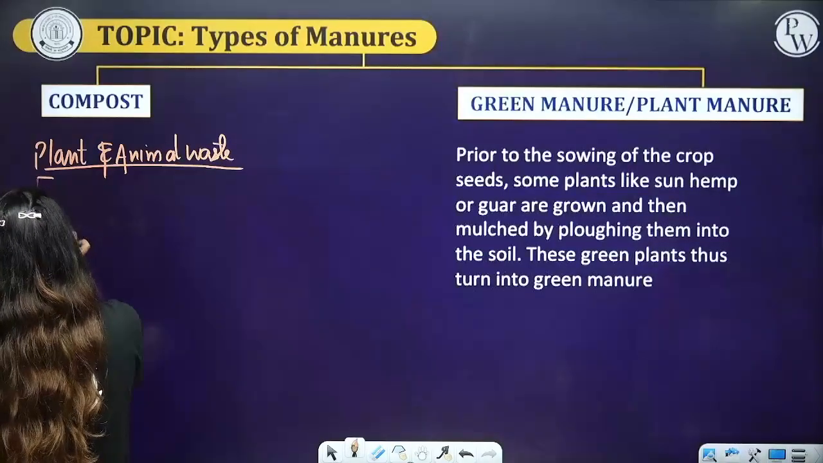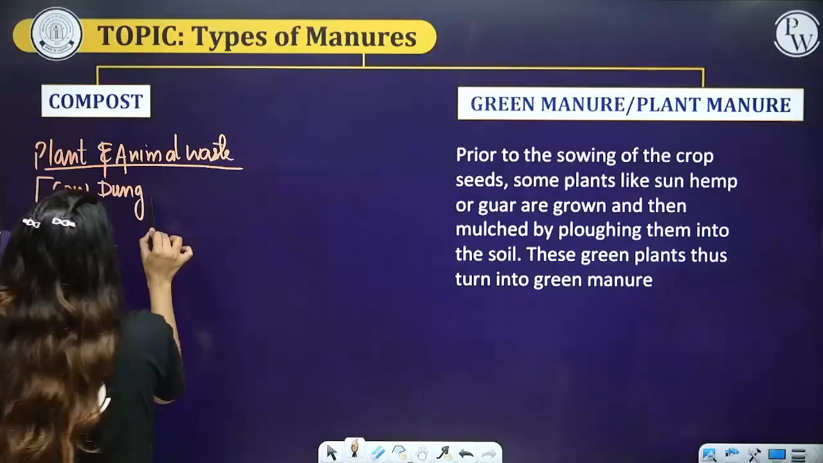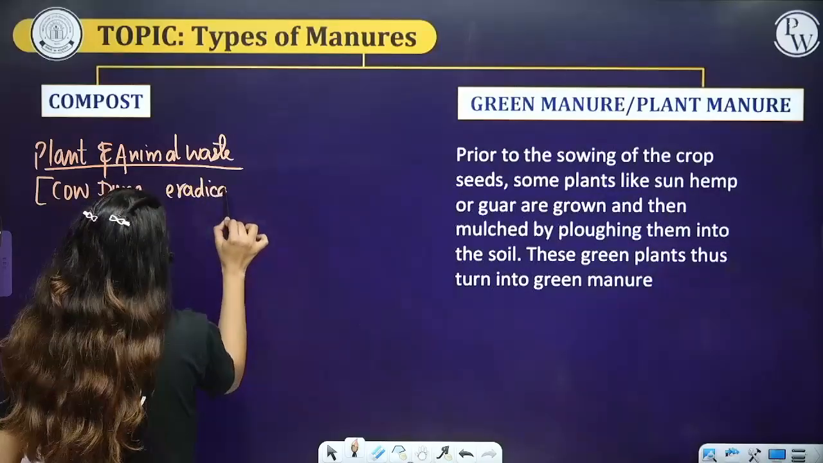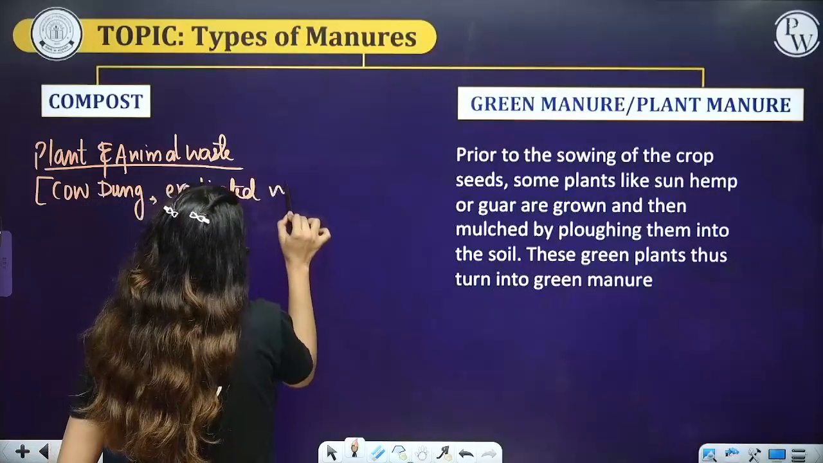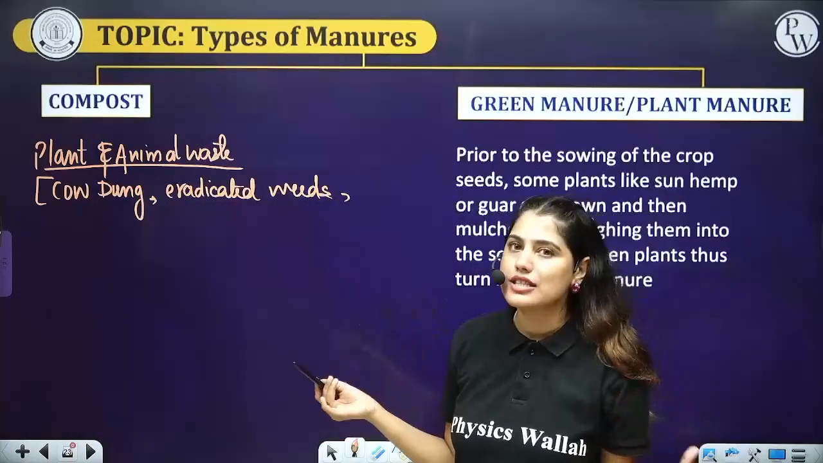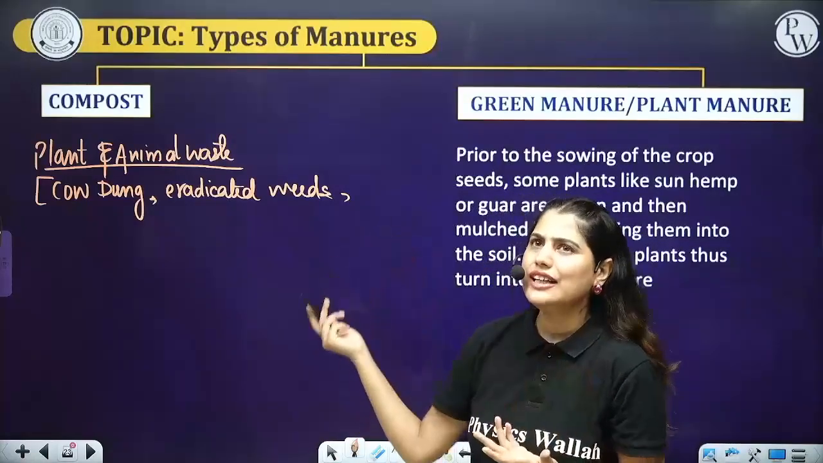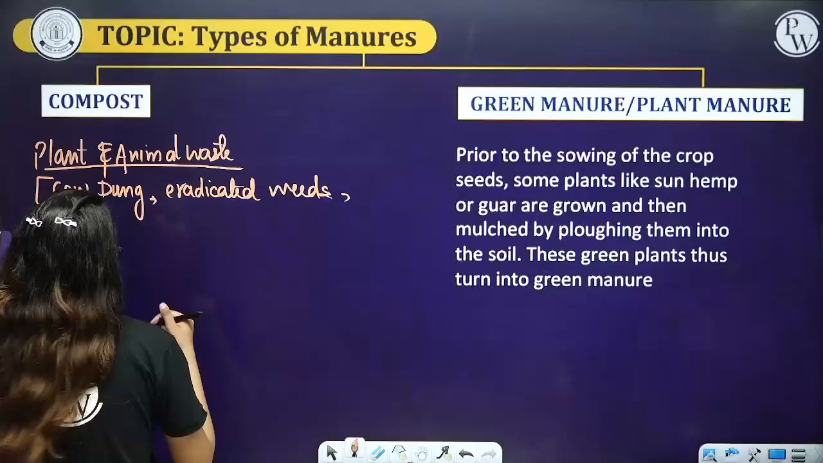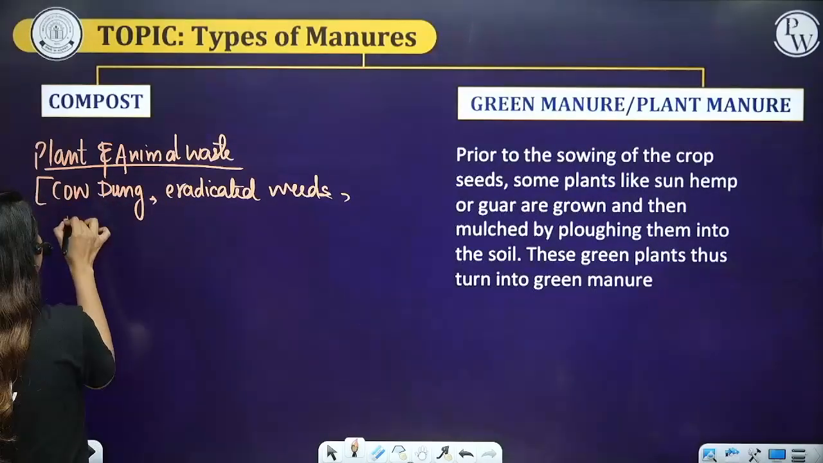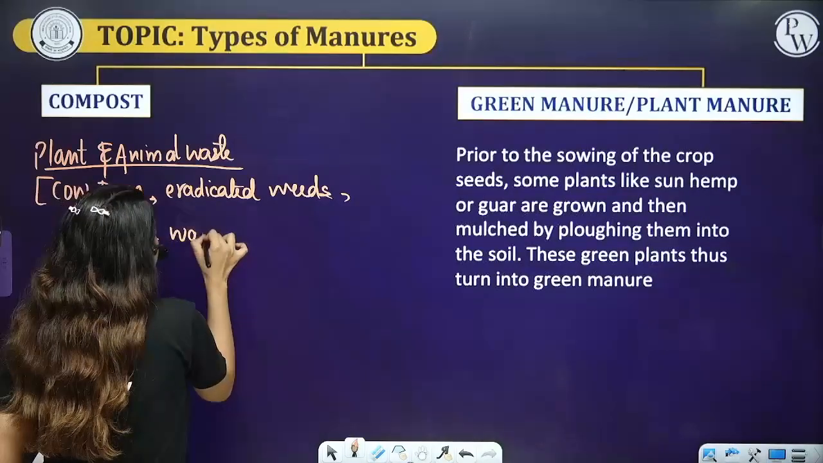What sort of waste am I taking of plants and animals? Just right now I mentioned that yes, we can take maybe cow dung, maybe we can say the eradicated weeds. The weeds basically are nothing but the unwanted plants, the plants which we do not want in our field. We have removed them and we can take these plants into the compost method. How we are doing it, I'm going to tell you. So we have taken the cow dung, we have taken maybe the vegetable waste, we have taken the sewage waste.